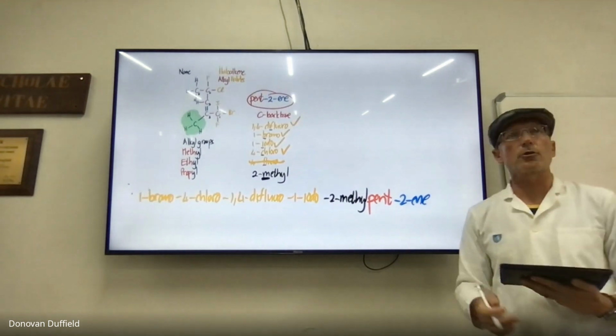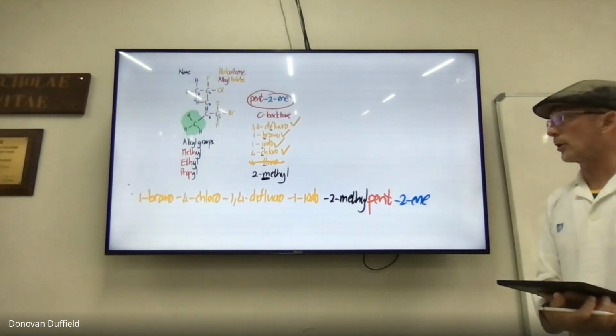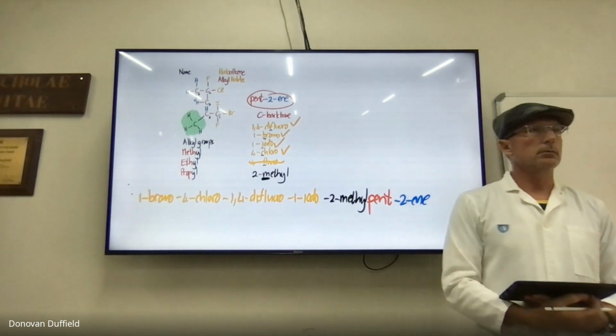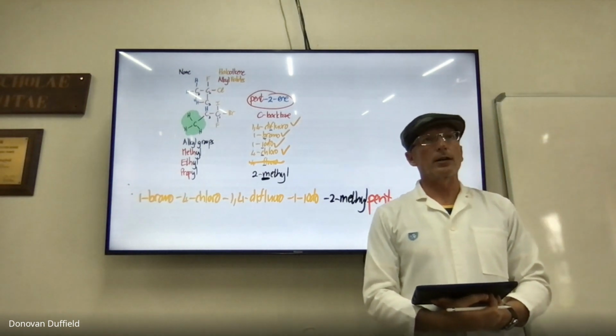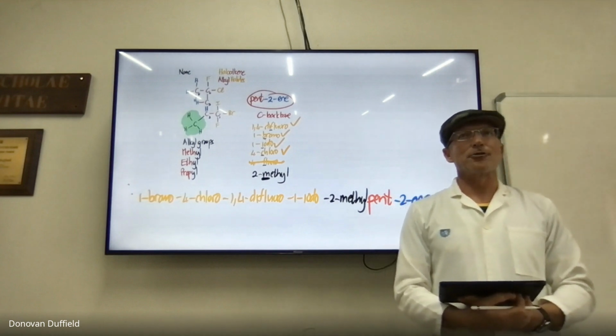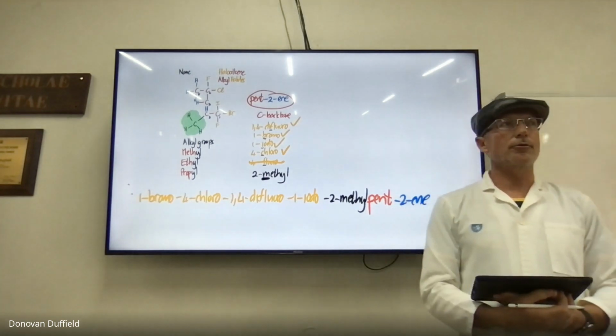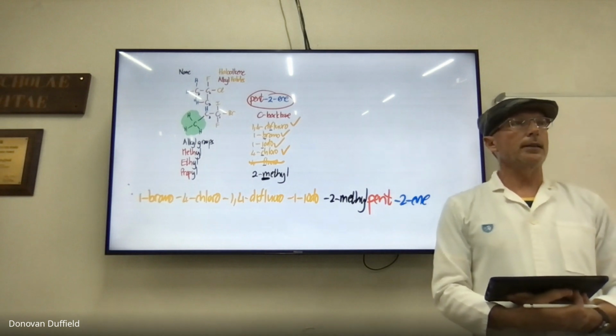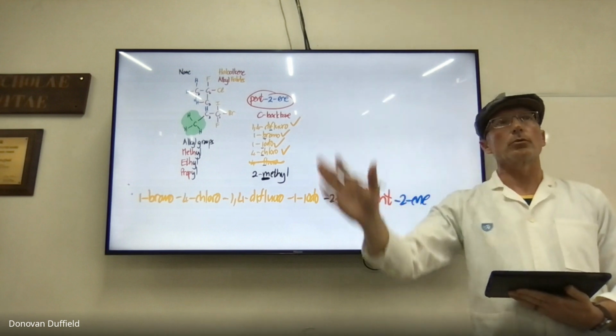So let's now swear in IUPAC. What is the name of this compound? 1-bromo-4-chloro-1,4-difluoro-1-iodo-2-methylpent-2-yne. Bang! Welcome to nomenclature in organic chemistry. Now, ladies and gentlemen, in the last few minutes, I just want to add one more thing. And then I'm going to give you a smorgasbord of exercises to do.